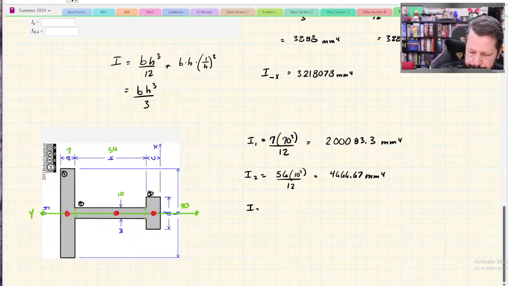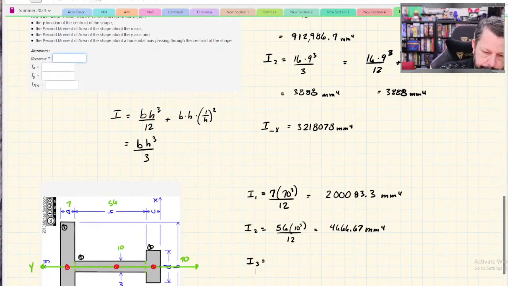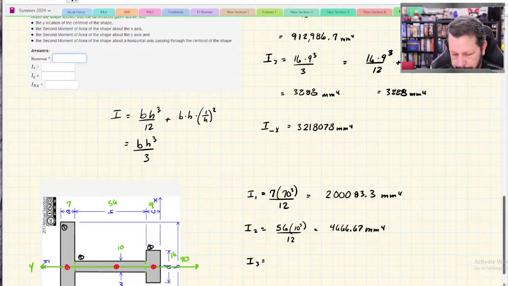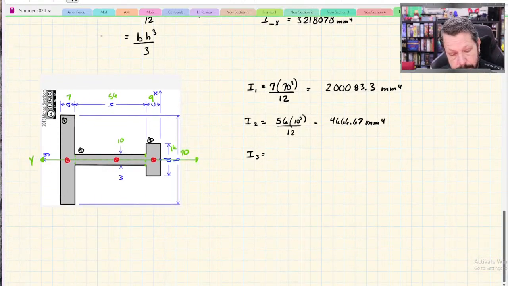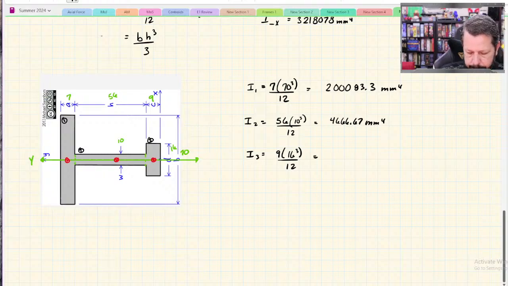And then the final one, base of C and D. So C is 9, D is 16. So the base parallel to the reference is 9. Height of 16. 30.72. If we add all these up, whoops, wrong number in there.